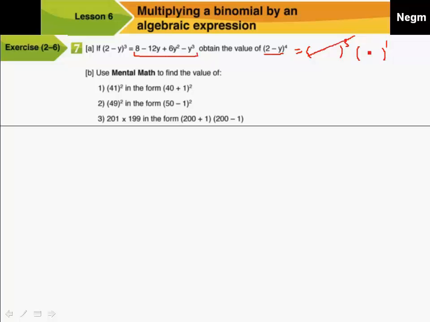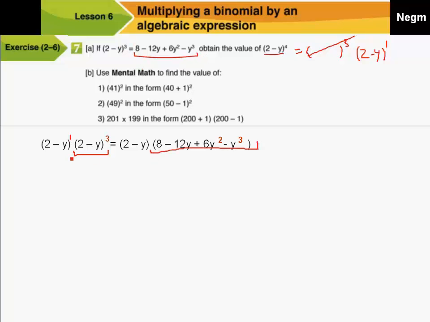So we can multiply 2 minus y multiplied by this expression. As I told you, 2 minus y to power 4 is 2 minus y to power 1 times 2 minus y to power 3. Why did we do something like that? In order to substitute 2 minus y to power 3 with this expression, and we write 2 minus y times this expression. This required is equal to that one, binomial times expression.